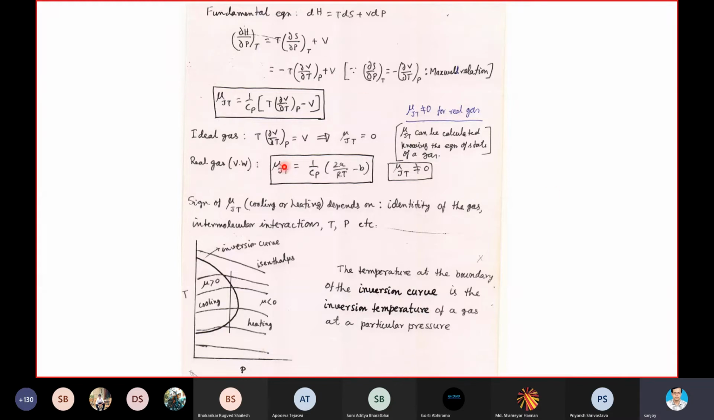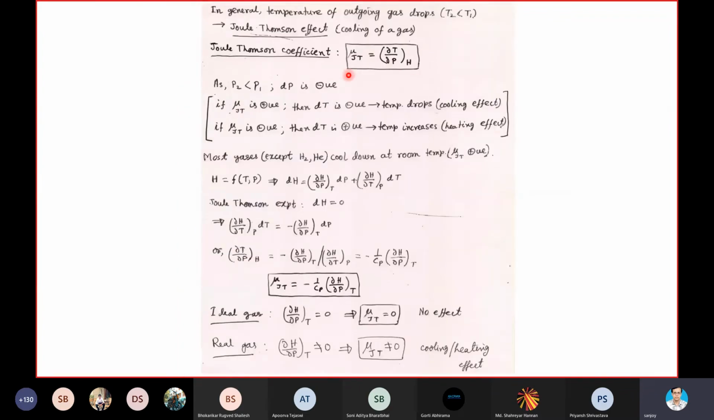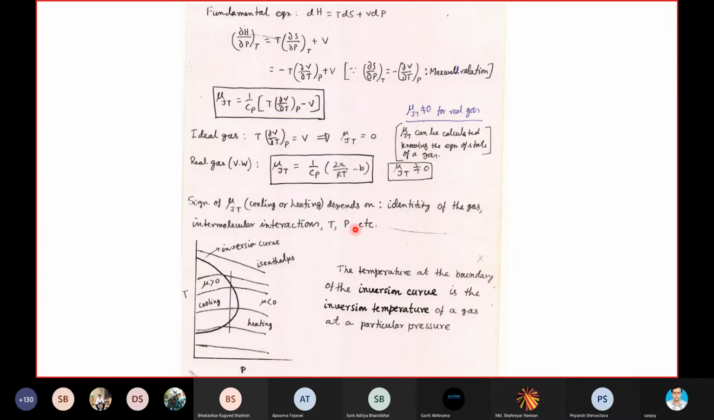So this is an expression that one can derive. There is no need to remember it. This expression, μ_JT, you have to remember what the Joule-Thomson coefficient is, and other things you can very easily work out. Now I will come back to this graph a little bit later. From this expression it is obvious that it depends even on the nature of the gas, which gas you are talking about.